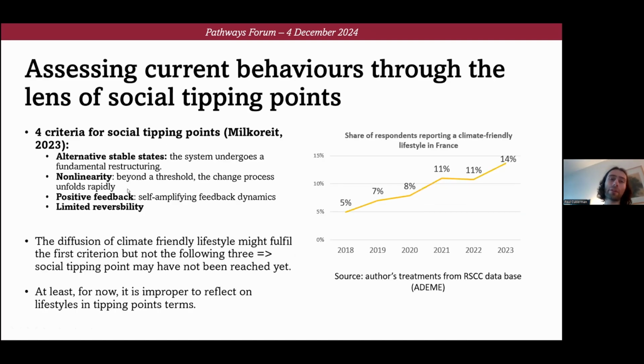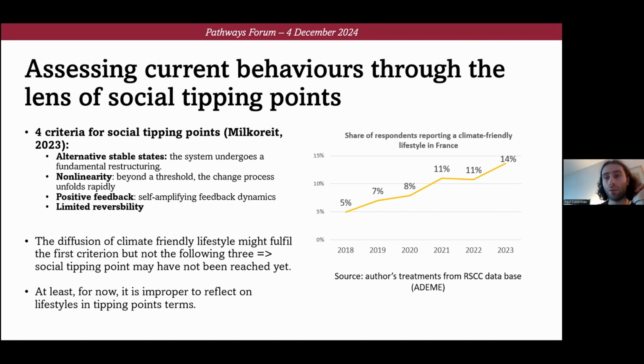And so if we first give a first assessment of climate-friendly lifestyles through the lens of social tipping points in France, at least as of today, we have to look whether they can satisfy or fulfill criteria for effectively using social tipping points. And those criteria are given in an insightful article by Milkoreit from last year, where she warns against the dangers of overusing social tipping points.